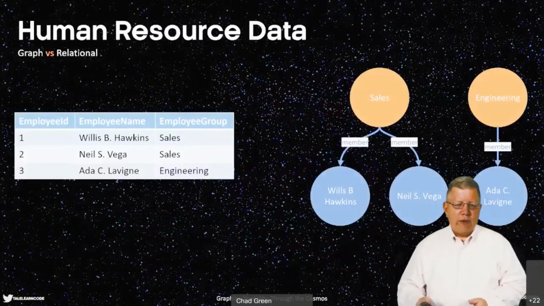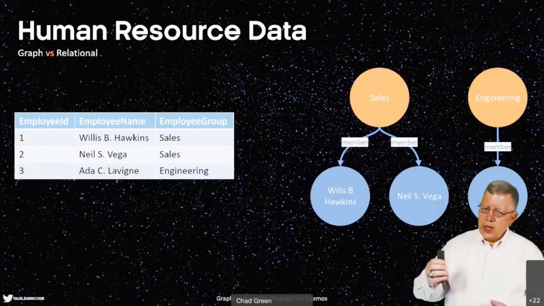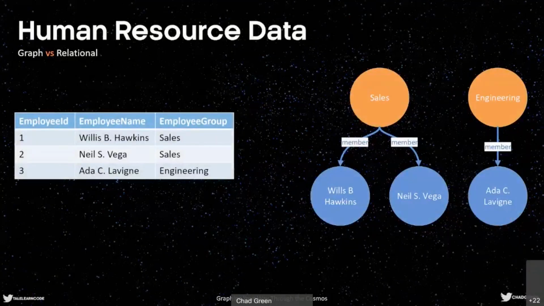So sure enough, if we were to look at this, in the relational database we have that one table. Again, not that hard to understand the data, but in the graph database, right away we're starting to see relationships. We see how Neil and Willis tie to sales. We see how Ada ties to engineering. It's visual, so we see it right away.